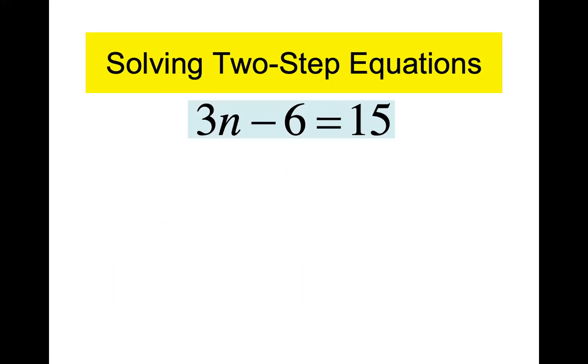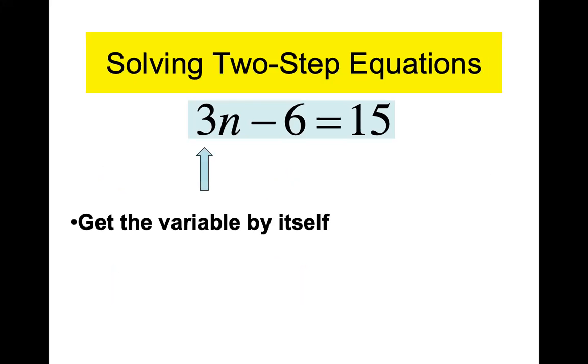1 step gets rid of 1 number. The second step will get rid of the second number, and you're done. So, to solve a 2-step equation, we still get the variable by itself. So step 1 is you identify is the variable on the left or the right side. It's on the left side. You ask yourself what's attached to it. Now I have 2 things attached to it. 3 is attached to n, and the 6 is attached to n. We got 2.